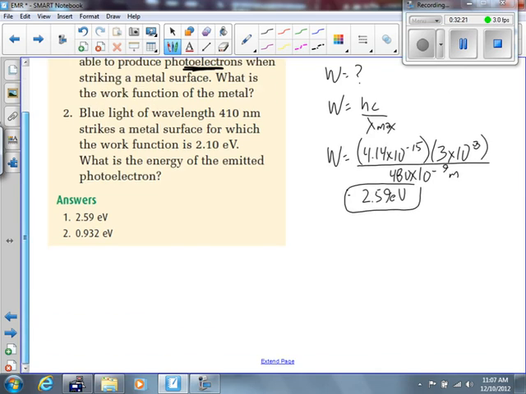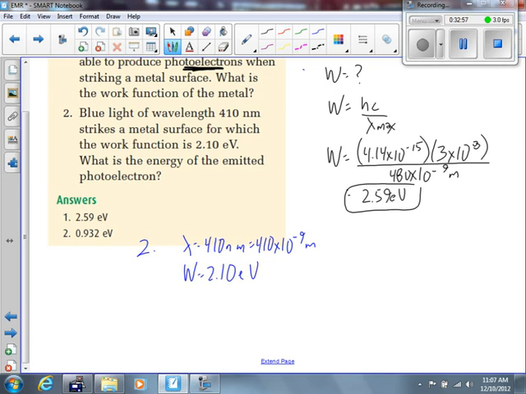Okay, let's look at question number 2, which is, I think, a tougher question. It says blue light of wavelength 410 nanometers strikes a metal surface for which the work function is 2.1 electron volts. We're going to say the wavelength here is 410 nanometers, or 410 times 10 to the minus 9 meters. That's not the threshold wavelength, because it doesn't tell me or even infer that it's the maximum wavelength possible. Just here's the wavelength of the light. It tells me the work function is 2.1 electron volts.